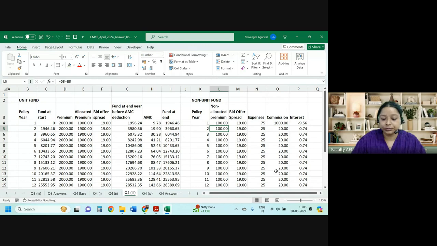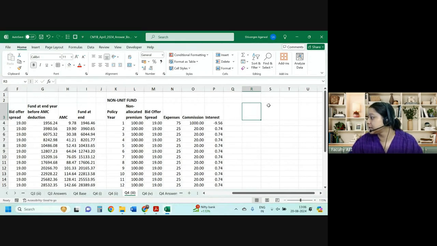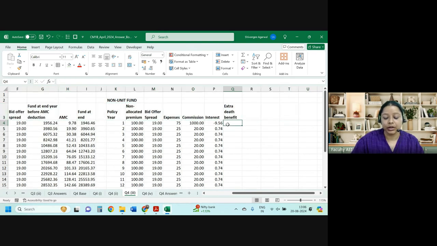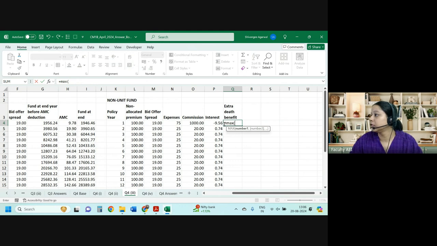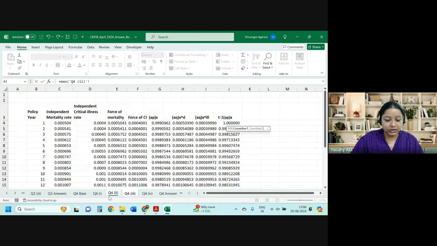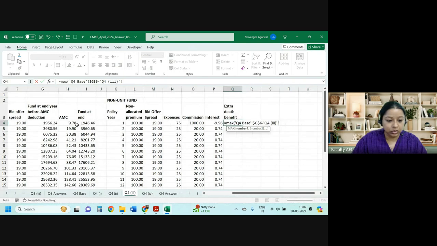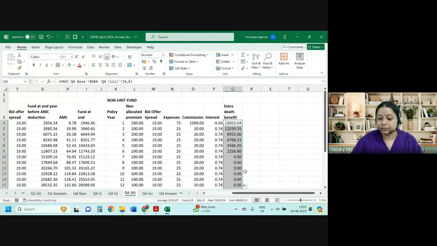Next we will take, after this, all the benefits. So extra death benefit will be the maximum of, you have this value of 15,000 minus the unit fund, or zero. Okay? Got it?